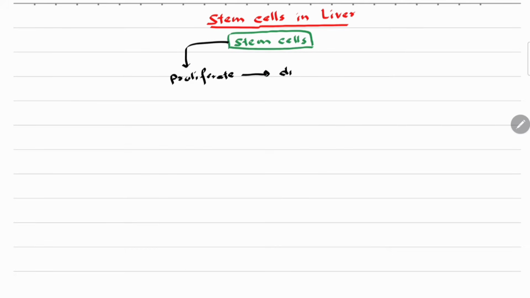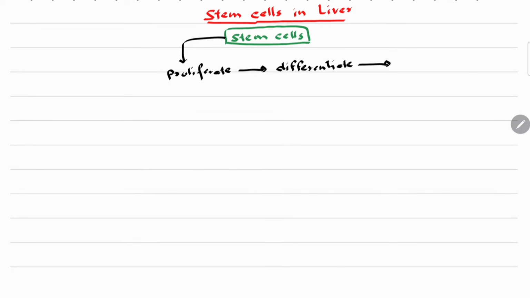Stem cells in liver. So what are stem cells? Stem cells are the cells that proliferate and differentiate to form mature cells, and they do so under certain pathophysiological conditions.